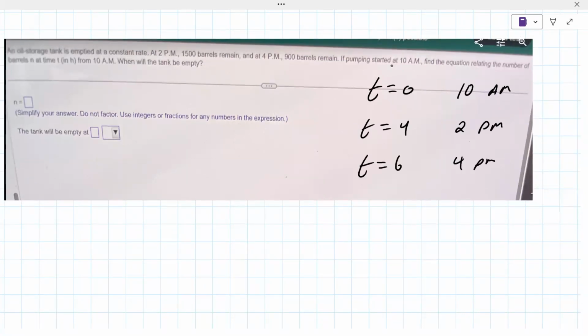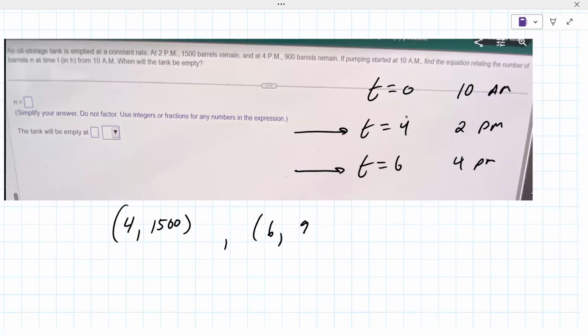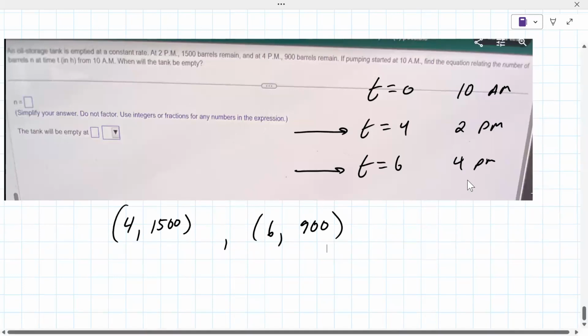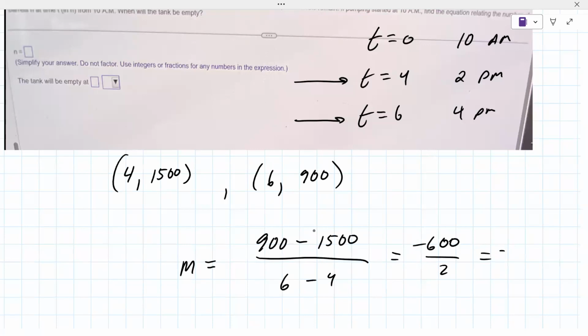is t equals 6. And so we're going to use these last two to make ordered pairs, 4 comma 1,500, because there's 1,500 barrels remaining at 2 p.m., but it's 4 hours after the start. Then it's 6 comma 900, because at 4 p.m. when it's 6, there's 900 remaining. So we want to find the slope between these two. So that's 900 minus 1,500 over 6 minus 4, minus 600 over 2 is minus 300.